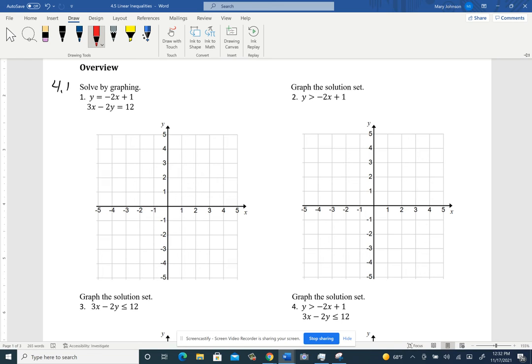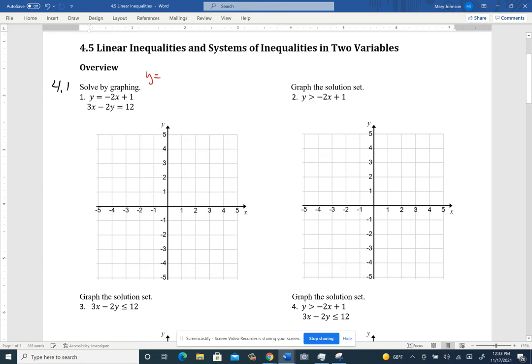You just graph each equation however you're comfortable graphing it. So when I go to graph y equals negative 2x plus 1, I might want to find ordered pairs that are solutions to that equation. The easiest thing would be to plug in x values in and then just work out the y value. When I plug in a 0, negative 2 times 0 plus 1 would be 1. When I plug in 1, negative 2 times 1 plus 1 would be negative 1.